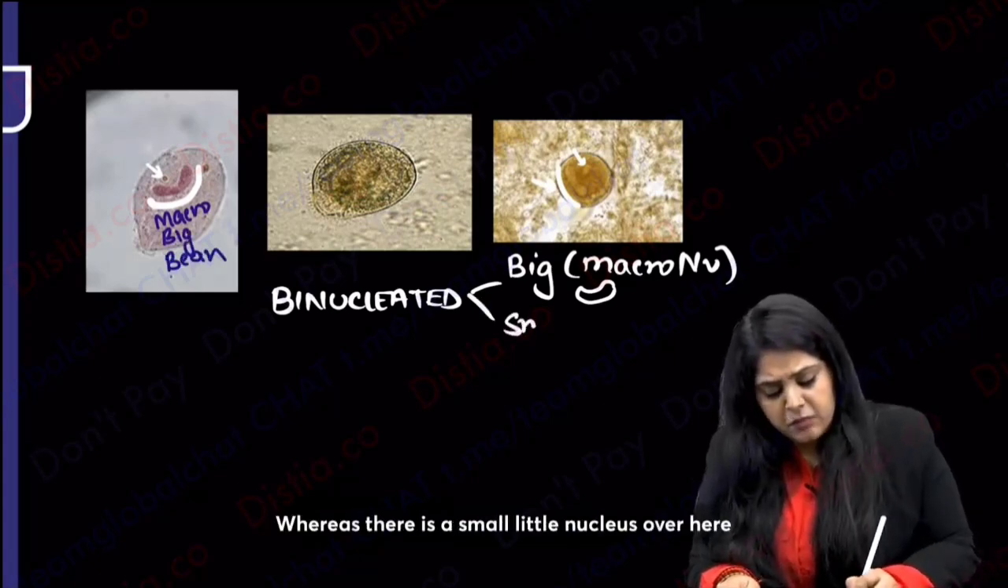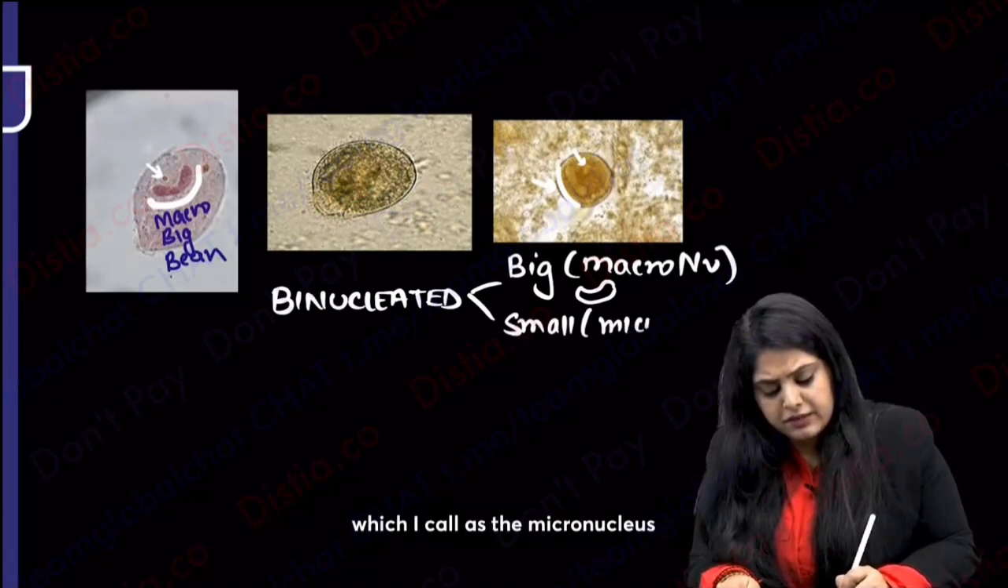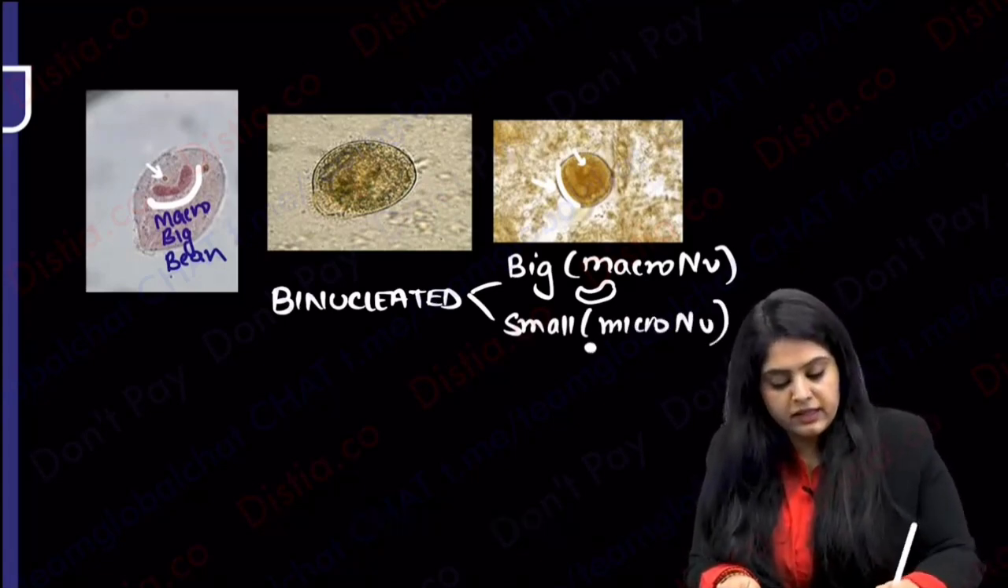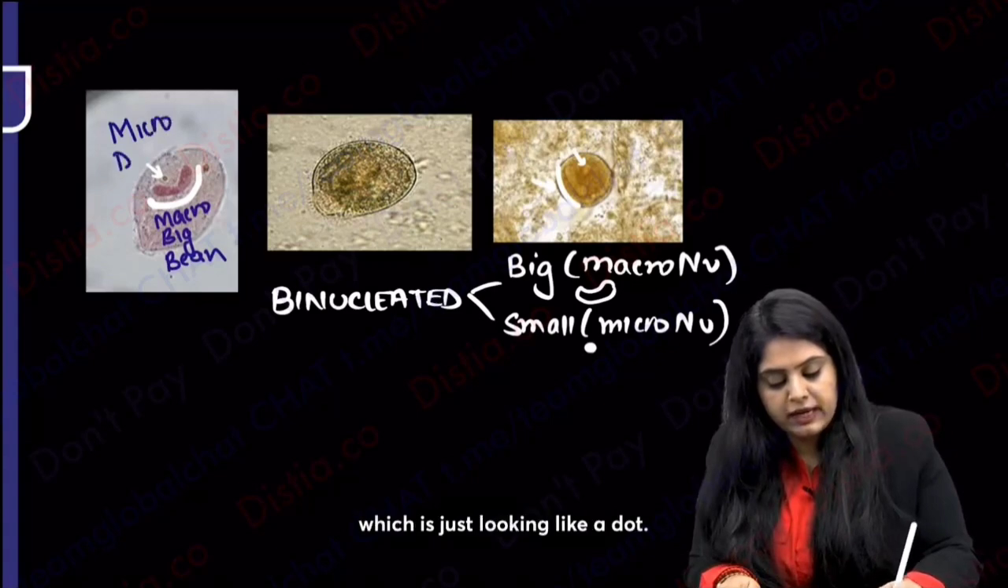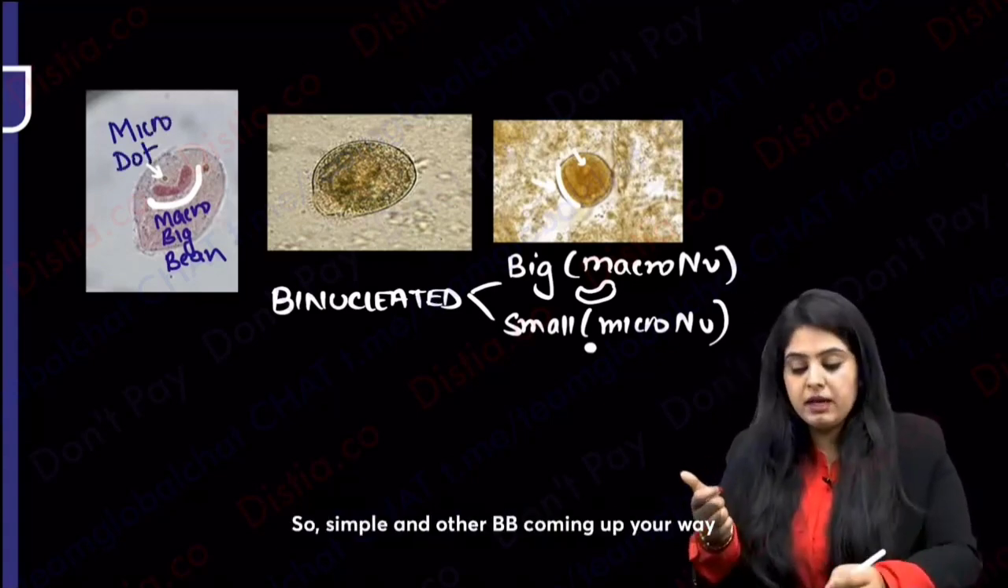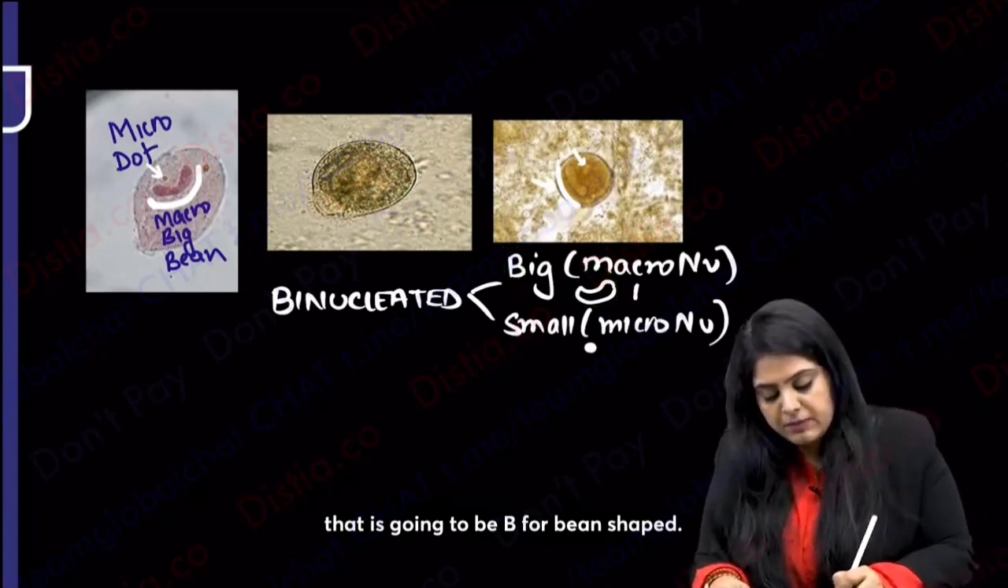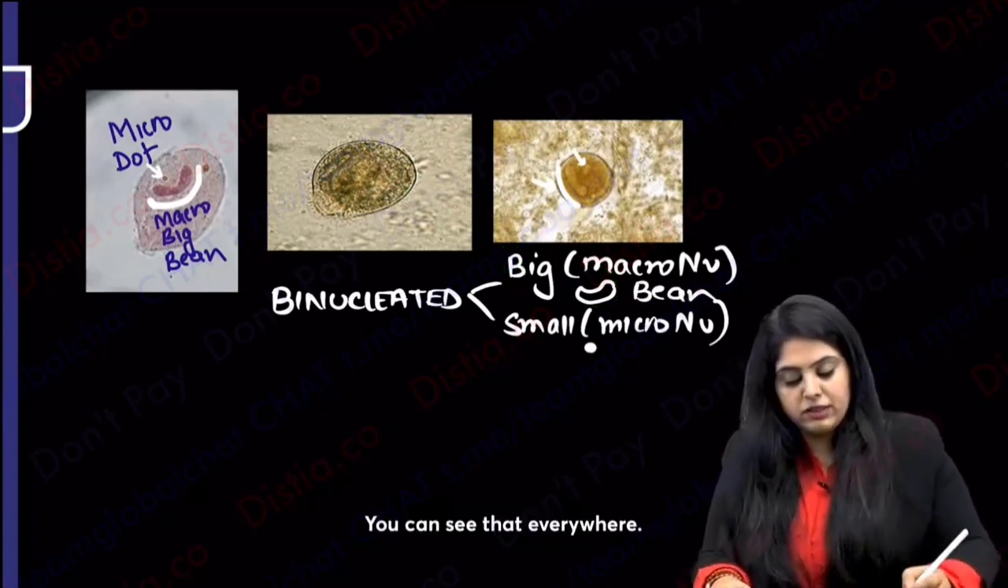Whereas there is a small little nucleus over here which I call the micronucleus, and that is just like a tiny dot, which you can see again. There is a micronucleus which is just looking like a dot. So simple, another BB coming up your way: if you have a big nucleus, that is going to be B for bean shape. You can see that everywhere.